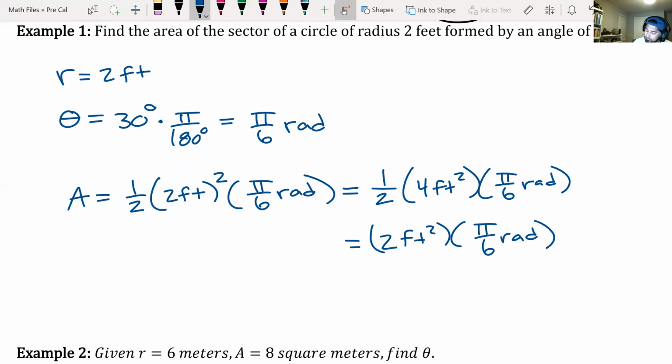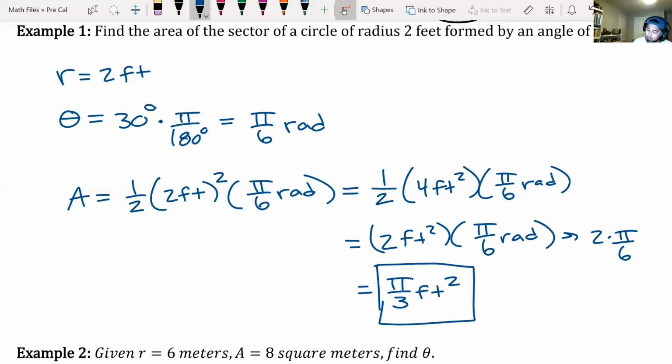And we're just looking at basically 2 times pi over 6, which is going to give me what? Pi over 3. Good. Pi over 3 square feet. That is the area of that sector. If you wanted decimal, you would just do pi divided by 3. And I get 1.0, I'll round to 2, 1.0 square feet.